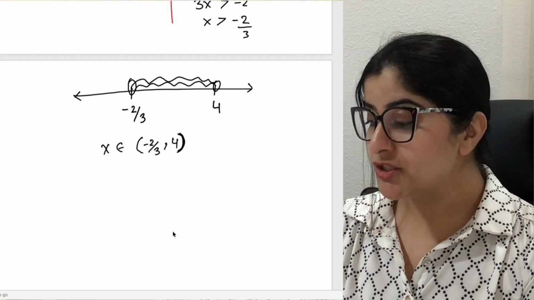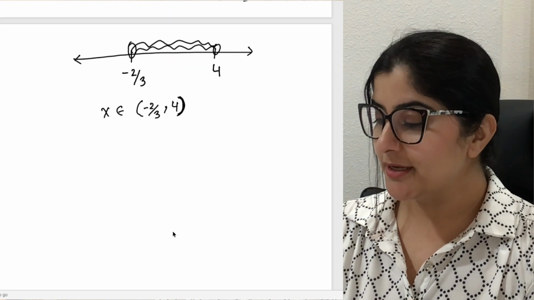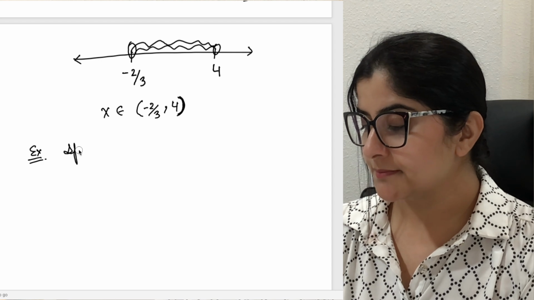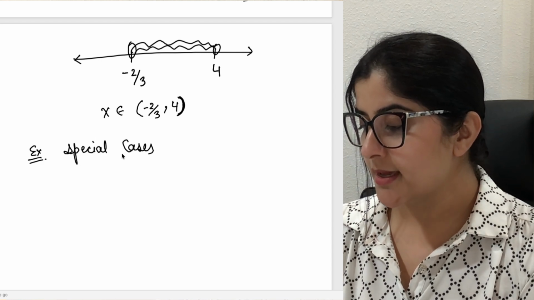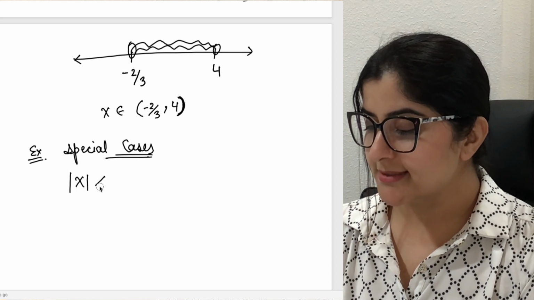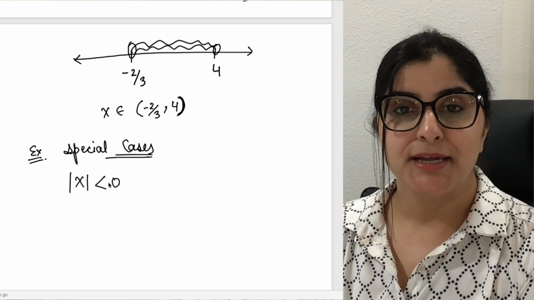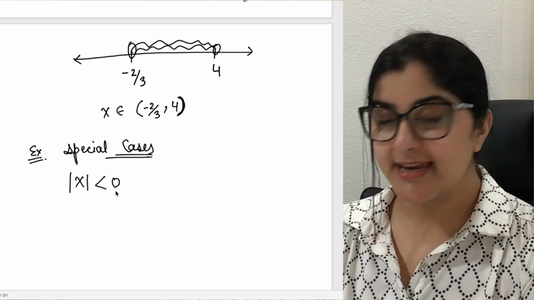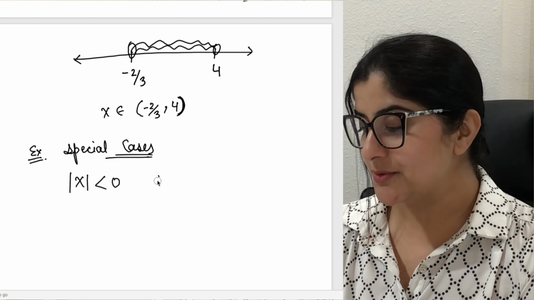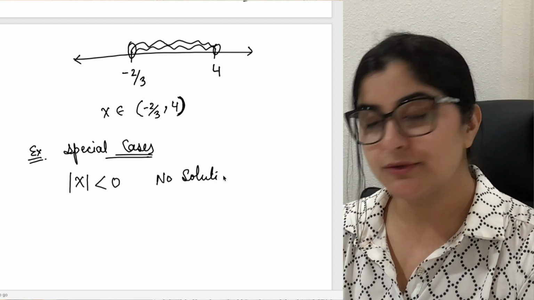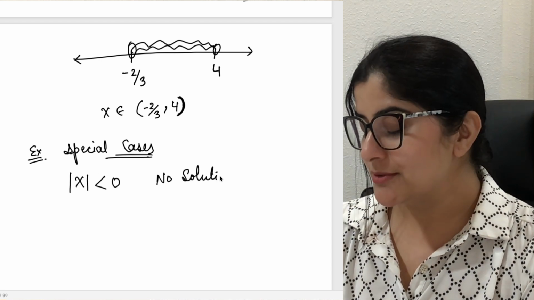And we have some special cases for absolute value inequalities. For example, if we are given that the absolute value of x is less than 0, we know that absolute value is always positive. It can never be less than 0, so no solution. So right away we don't need to solve it, we can just say no solution.